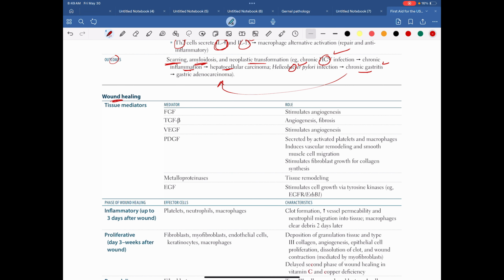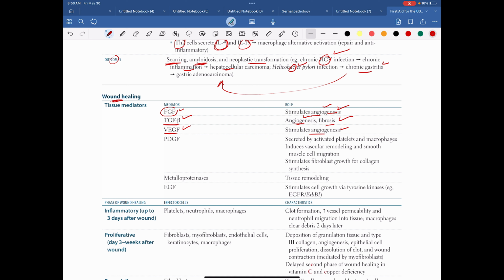Wound healing, and they can ask you in the exam what the important mediators are that stimulate angiogenesis. Angiogenesis means the formation of blood vessels. If there is production of fibroblast growth factor, it will stimulate angiogenesis. If there is transforming growth factor beta, it will stimulate angiogenesis and fibrosis. If there is vascular endothelial growth factor, it will stimulate angiogenesis.